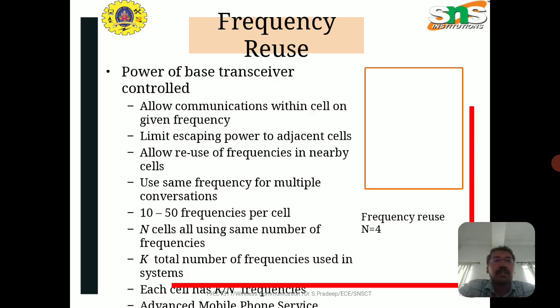Power of base transceiver control. It allows communication within a cell on given frequencies. It limits escaping power to adjacent cells. It allows reuse of frequency in nearby cells. It uses the same frequency for multiple conversations. If N cells use the same number of frequencies and K is the total number of frequencies used in the system, each cell has K by N frequencies.